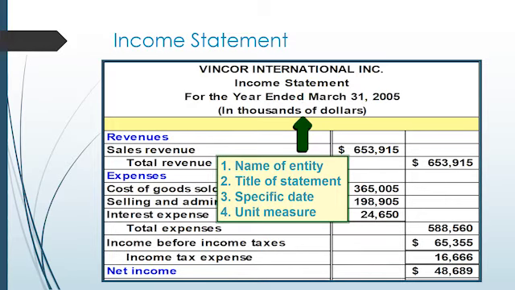Here is how an income statement looks. The first line is the name of the entity or the name of the company. The second line is the title of the statement. This one is an income statement. And the third line is the specific date. This one is prepared for the year ended March 31st, 2005. And here in the brackets is the unit of measure. This one is in thousands of dollars.